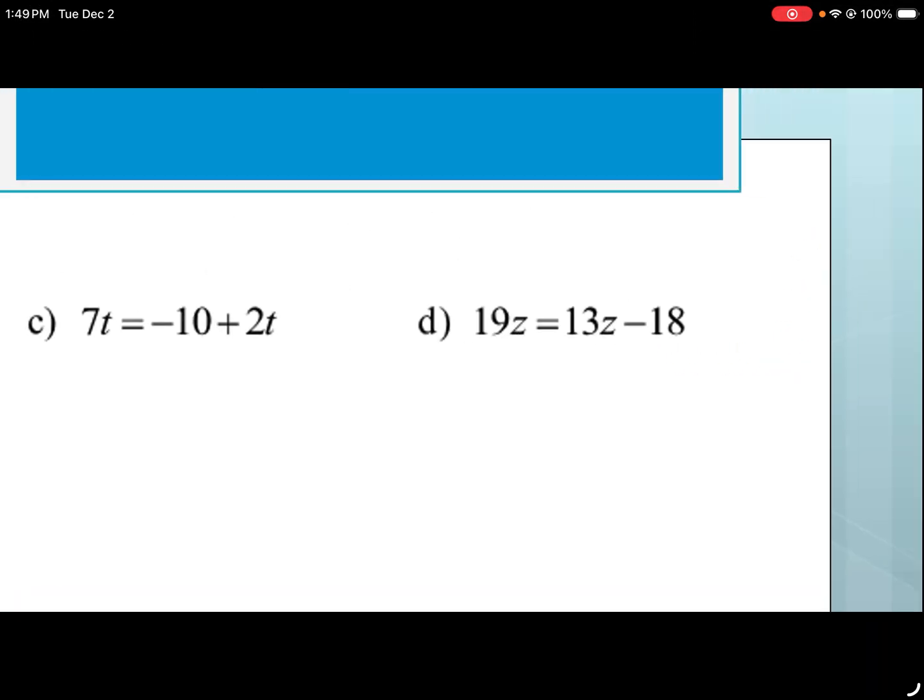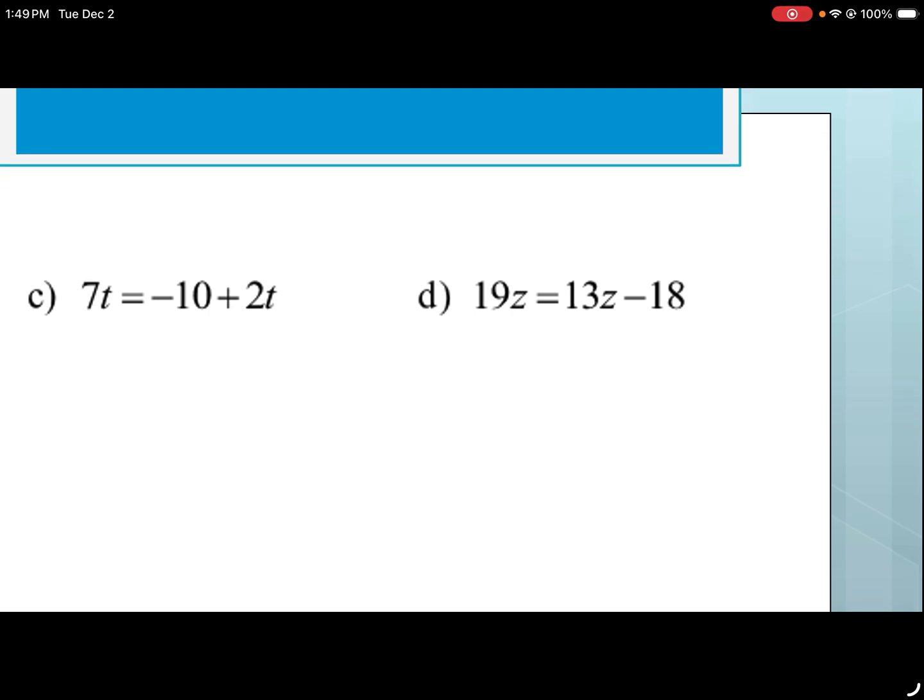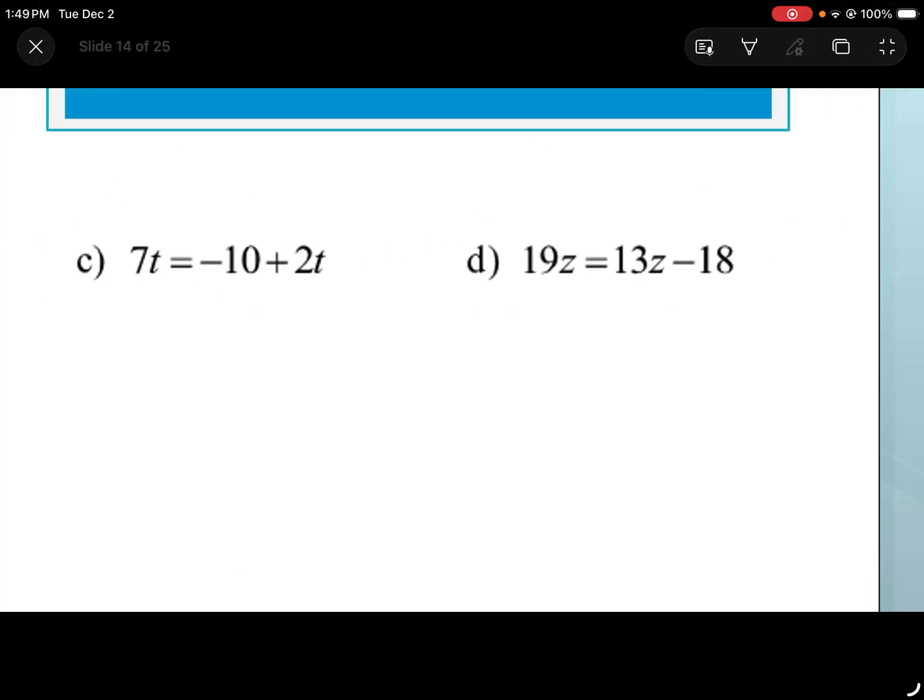This one. I want the pen. No, it's not even giving me the pen. Look at this. What's going on?